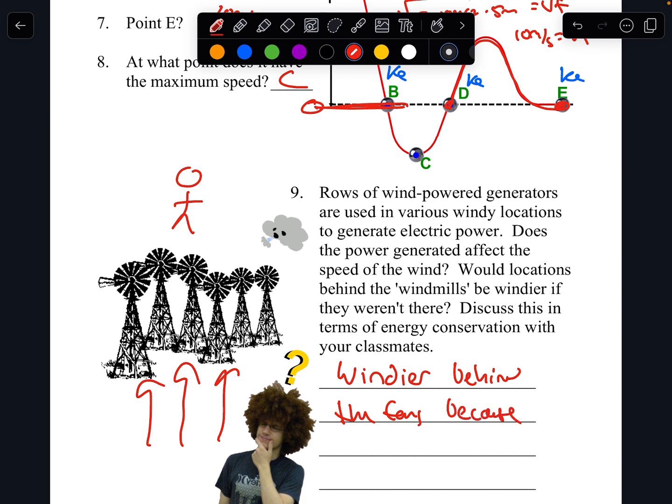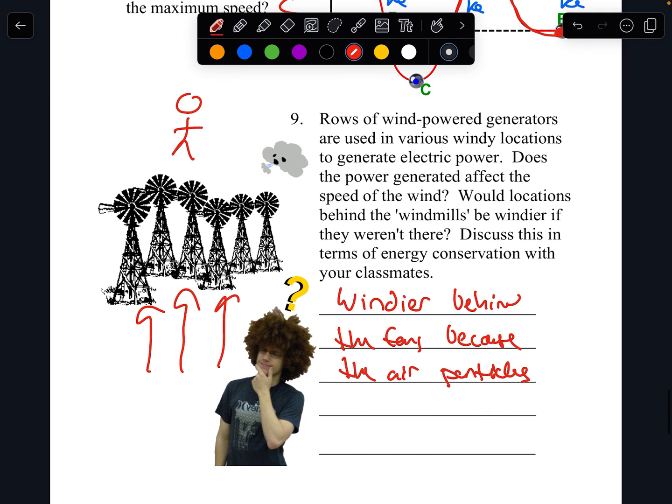So if we remove these fans, the wind will be windier, or more windy, behind the fans because the air particles of the wind will have more kinetic energy, or in other words, motion.